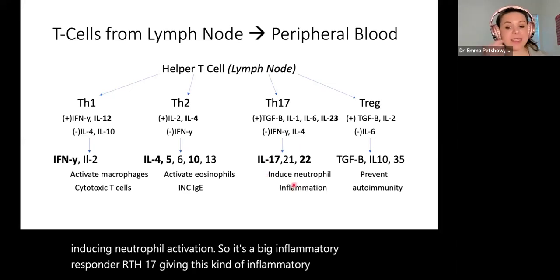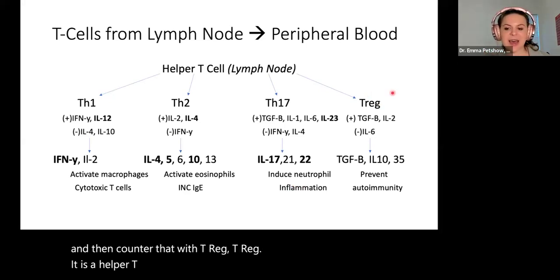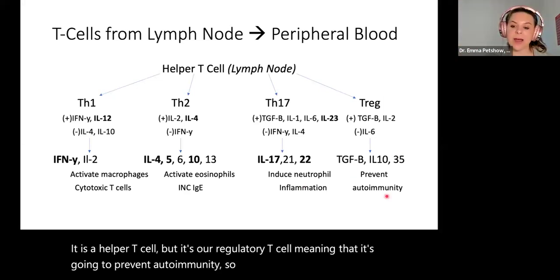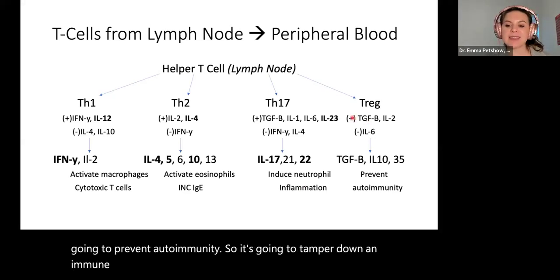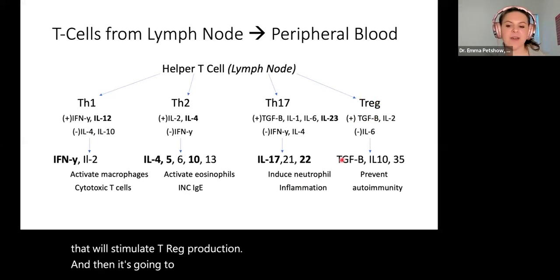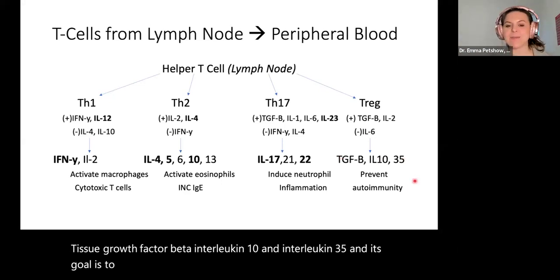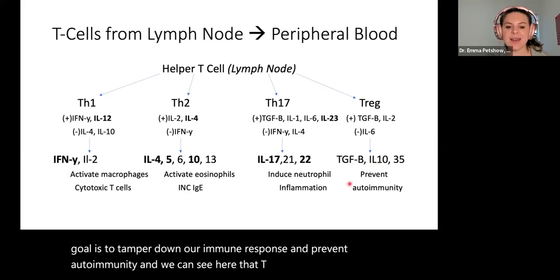And then counter that with Treg. Treg is a helper T cell, but it's our regulatory T cell, meaning that it's going to prevent autoimmunity. So it's going to tamp down an immune response. You can see some of the cytokines that will stimulate Treg production, and then it's going to secrete transforming growth factor beta, interleukin 10, and interleukin 35. Its goal is to tamp down our immune response and prevent autoimmunity. And we can see here that Treg producing IL-10 is what inhibits Th1 from being produced.